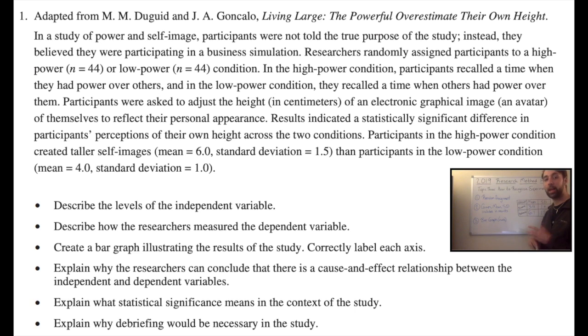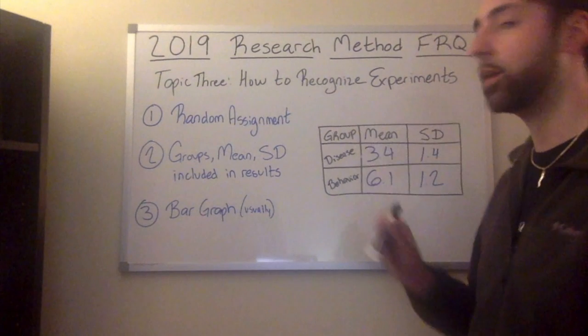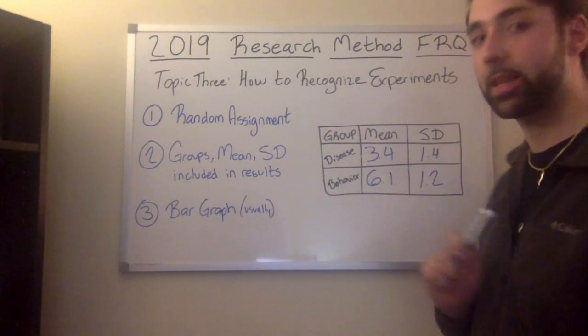That's the dead giveaway. Either the process is described or the words "random assignment" are just used in the prompt, which is actually fairly common. The next way that you can definitively determine that you're actually looking at an experiment is if you see a table that looks something like this.